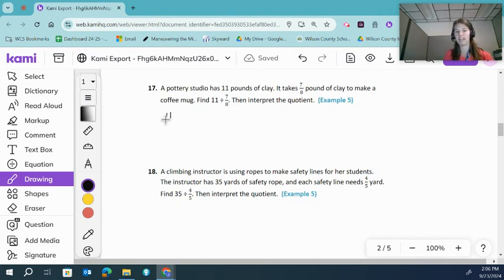So if I take that 11/1 and I'm dividing it by 7/8, that means I'm going to multiply by that reciprocal, times 8/7. This is 88/7, and that does not simplify. So 88/7 is my answer. You can try number 18 if you'd like.